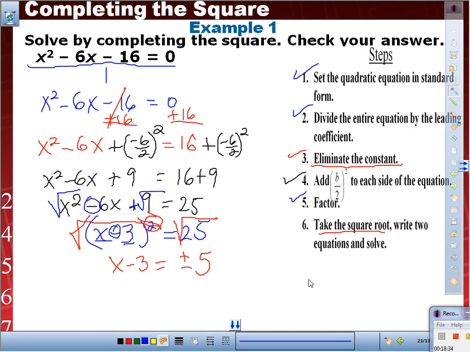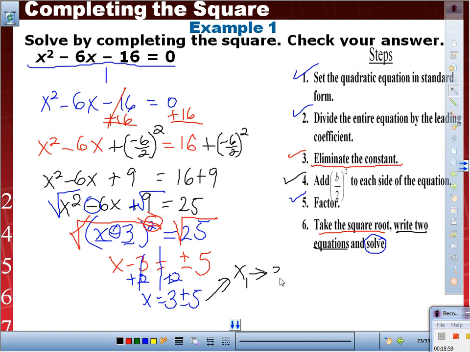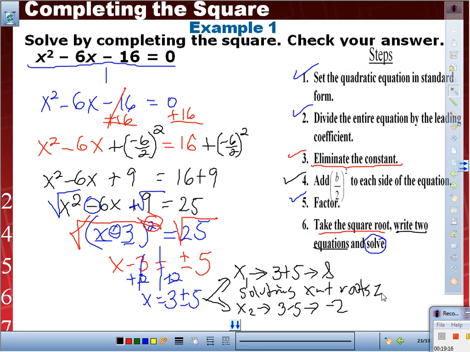Okay, next. Write two equations and solve. Before I write two equations, I'm going to solve first for x, to leave it by itself. What do I do here? Add 3, x equals 3 plus minus 5. Now I can write two equations. Equation number 1, 3 plus 5, and that is equal to 8. How about my second one? 3 minus 5 equals negative 2. Those are my solutions. X-intercept, root, 0. Copy that, please.